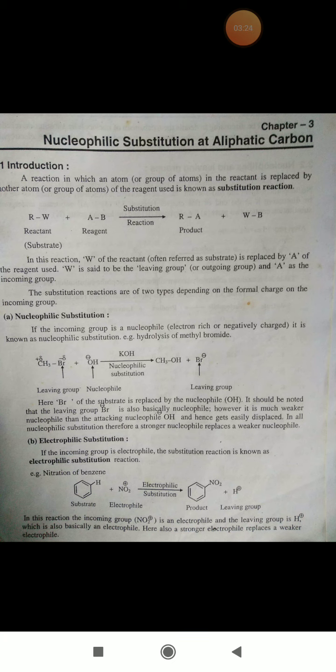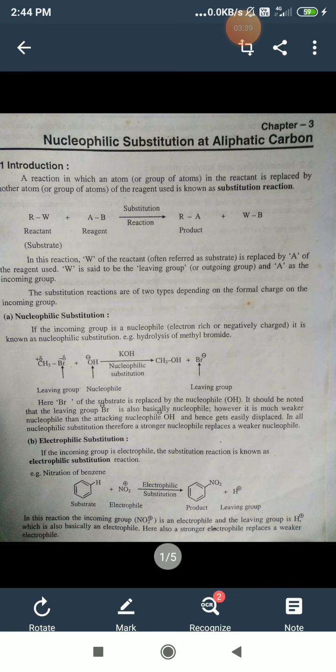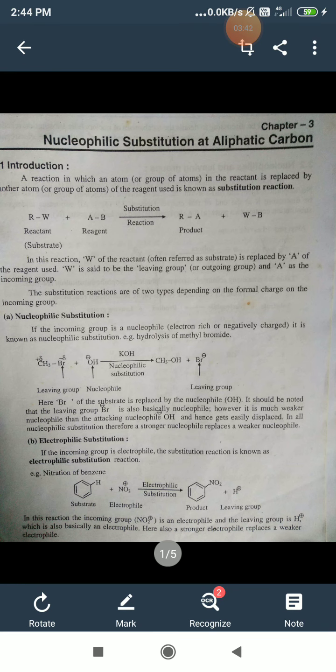Then second one is electrophilic substitution. If the incoming group is an electrophile, meaning the reagent which contains the positively charged species, the substitution reaction is known as an electrophilic substitution reaction. For example, nitration of benzene.